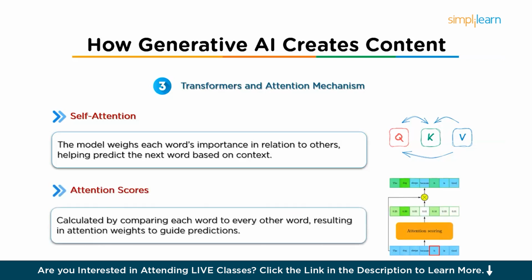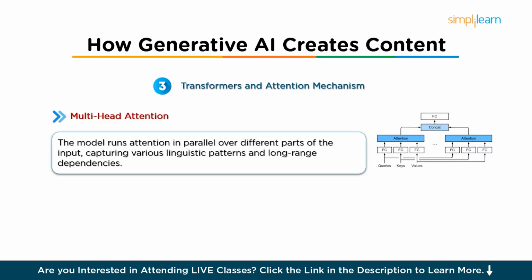Then comes the attention score. The attention scores are calculated using a mathematical operation that compares each word or token in the sequence to other words. The result is a set of attention weights that tells the model which part of the sentence to attend to when making predictions. And then we have multi-head attention. Transformer models use multi-head attention, which involves running the attention mechanism in parallel over different parts of the input, allowing the model to focus on different relationships between words simultaneously.